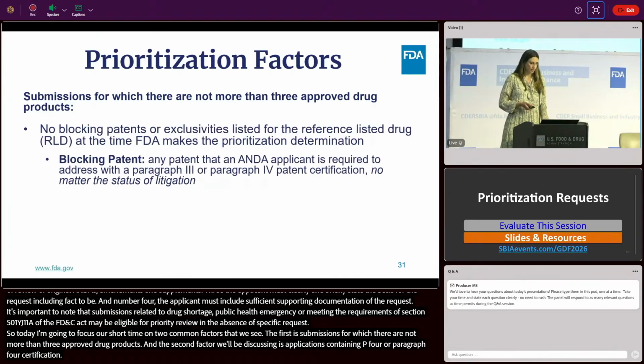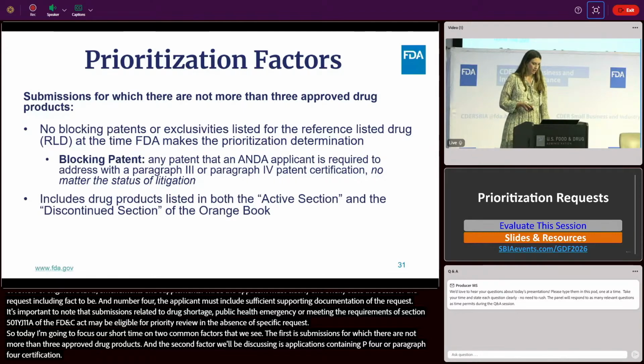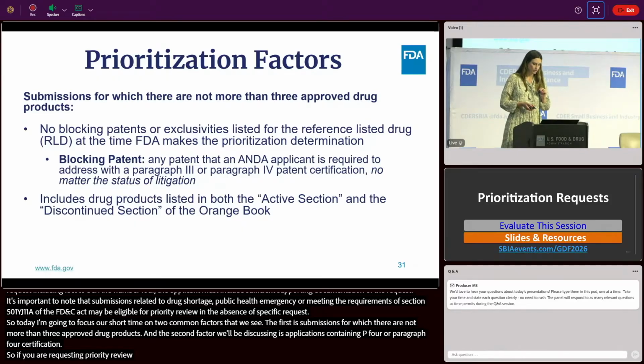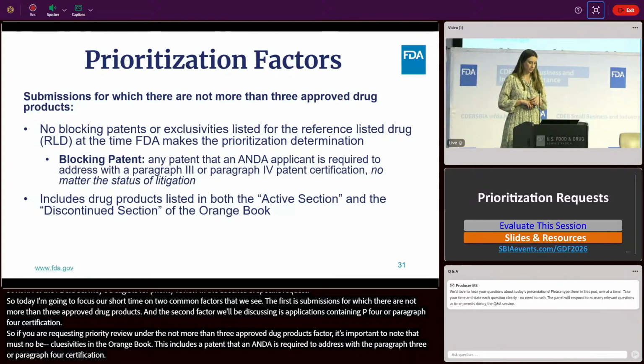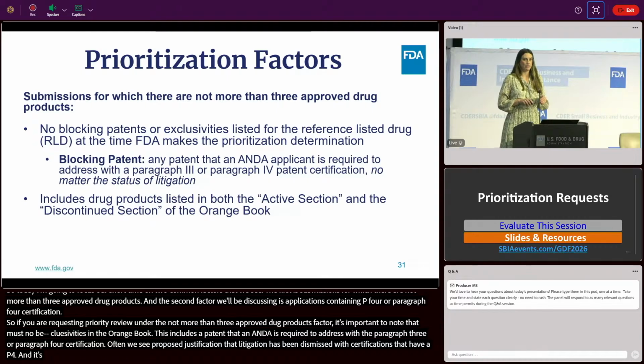So if you are requesting priority review under the not more than 3 approved drug products factor, it's important to note that there must be no blocking patents or exclusivities in the Orange Book. This includes a patent that an ANDA is required to address with a paragraph 3 or a paragraph 4 certification. So often we see proposed justification that litigation has been dismissed with certifications that have a P4, and it's important to note that that still counts as a blocking patent no matter the status of the litigation.